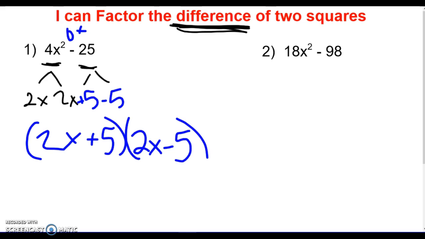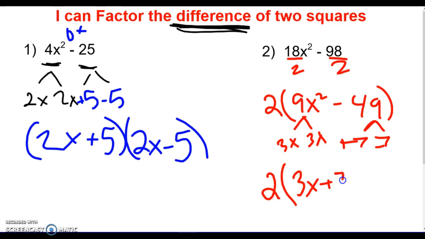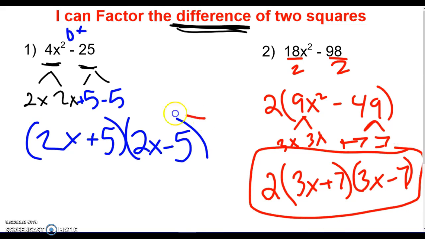Now this one here, I don't see perfect squares right now. They're not numbers on the clock yet. But look at 18 and 98, and right away your brain maybe says, hey, 2 comes out of both of those. Always try 2 or 3. So I have to write it down, but then I get 9x squared minus 49. Oh, look, 2 perfect squares. So I get 3x, and I get 7 and 7. Plus 7, minus 7. So my final answer is 2 times 3x plus 7 times 3x minus 7. Yahoo! I love those.